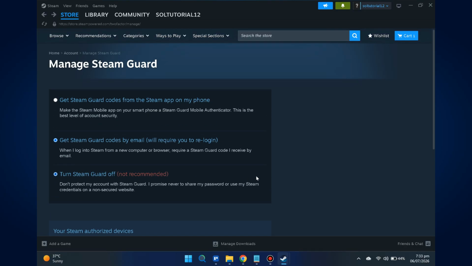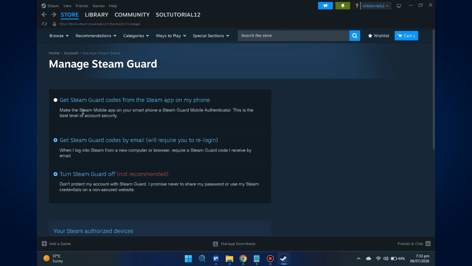In this case, certain restrictions may still apply, and you may need to wait before trading or using the market. If the icon is red, SteamGuard is not enabled. Your account has less protection, and you'll need to enable SteamGuard before you can meet Steam's security requirements.